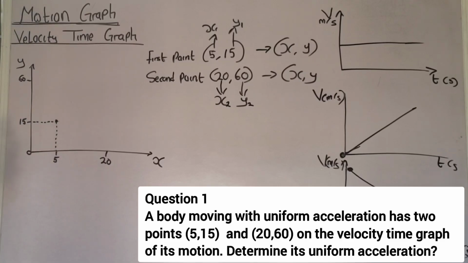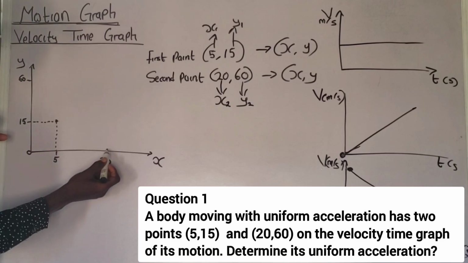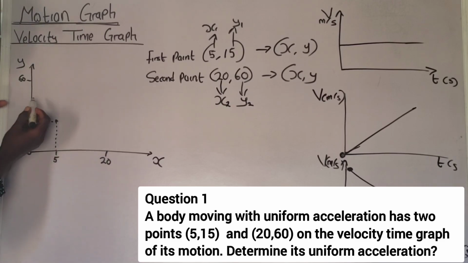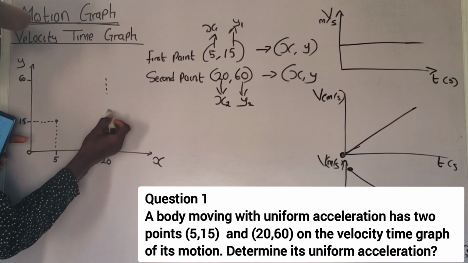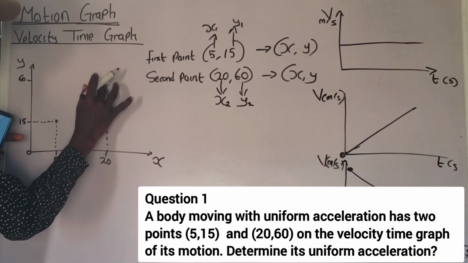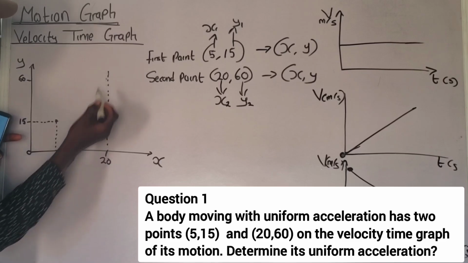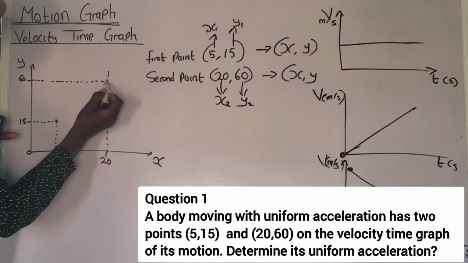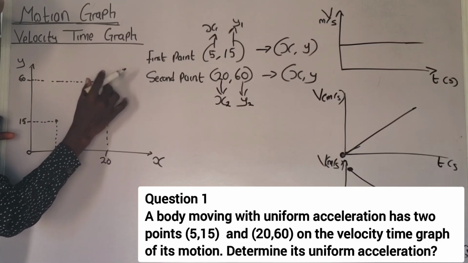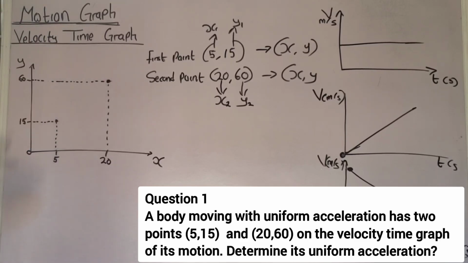Please pay attention. For the second point, x2 is 20 and y2 is 60. So let's draw the point again. Let me draw the point upward for the x2. Don't mind this thing, I'm not using graph paper. And for y2, this is where they meet. Let's draw the point. Now we have plotted all the coordinates.